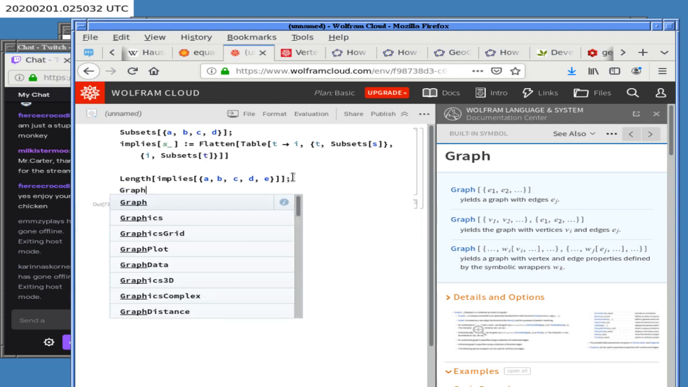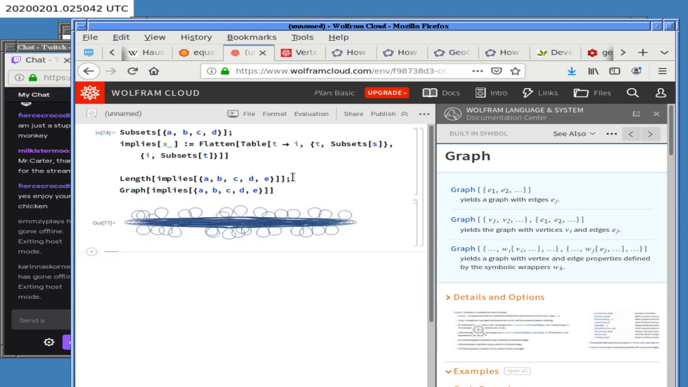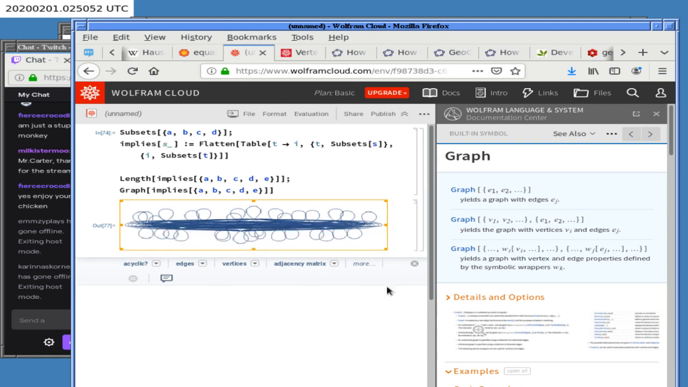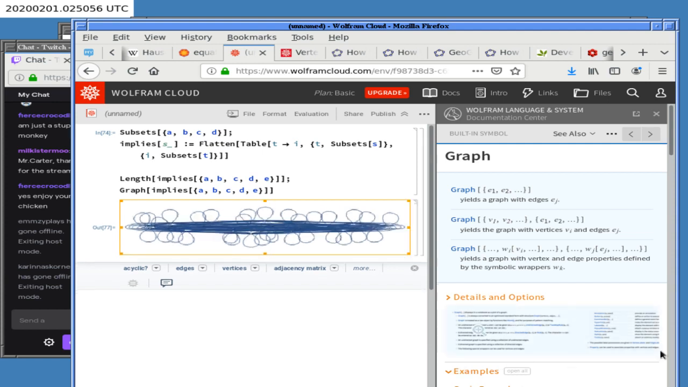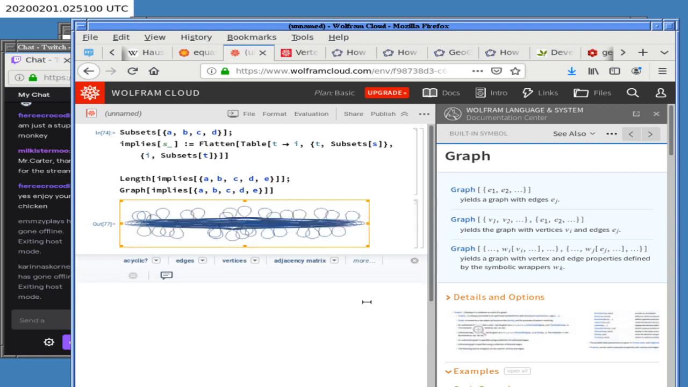Let's see if we can make a graph of these, what appear to be 243 edges. Can't fault it. This is probably correct. It's not very useful, but it is probably correct. Let's see if we can make this a little bit bigger. And by little, I mean a freaking hell of a lot bigger. This is not going to be particularly useful.